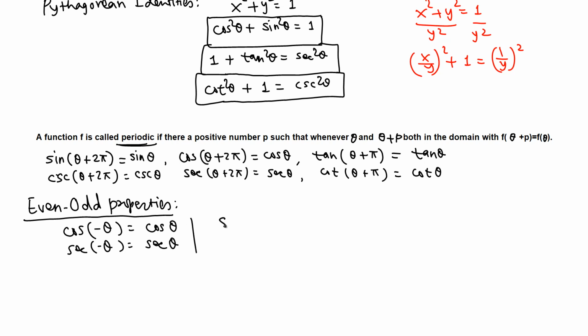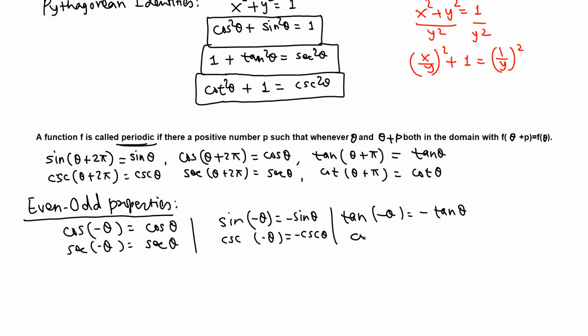But sine and tangent are odd functions. That means sine of negative theta is negative of sine theta, and that applies to its reciprocal. Cosecant of negative theta is just negative cosecant theta. Tangent of negative is negative tangent, and cotangent of negative is negative cotangent.